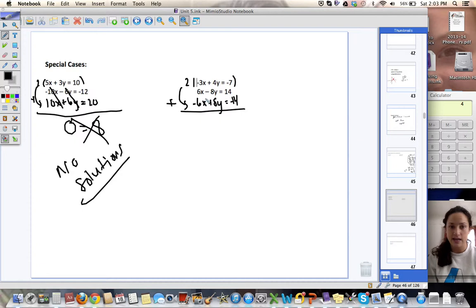So now I can add. My x's cancel, my y's cancel, leaving me with 0. 14 plus a negative 14 is 0. 0 does equal 0. That is true. So this would be infinite solutions.